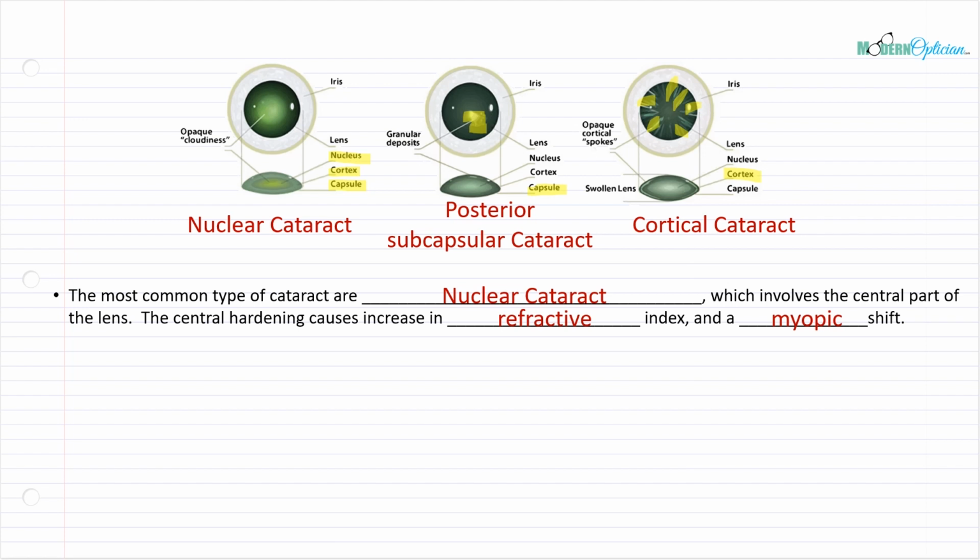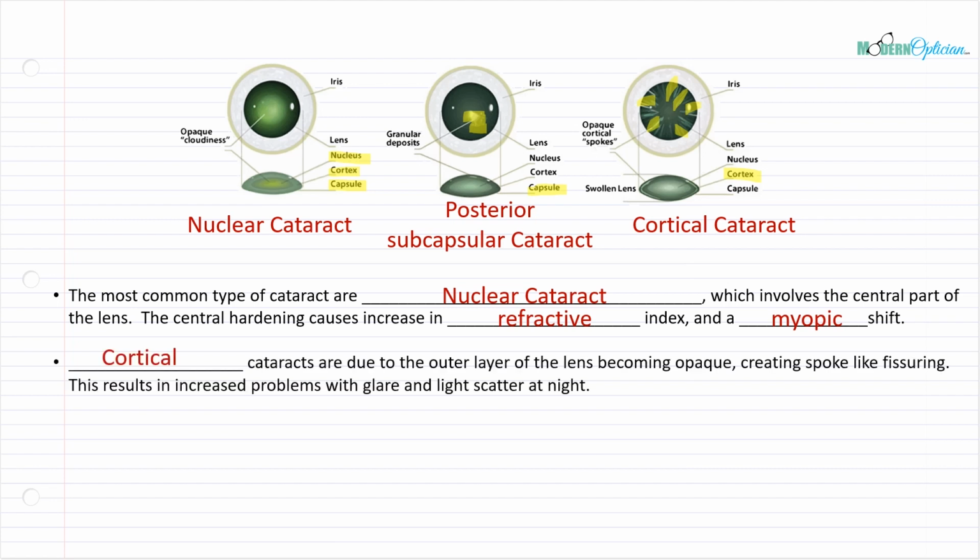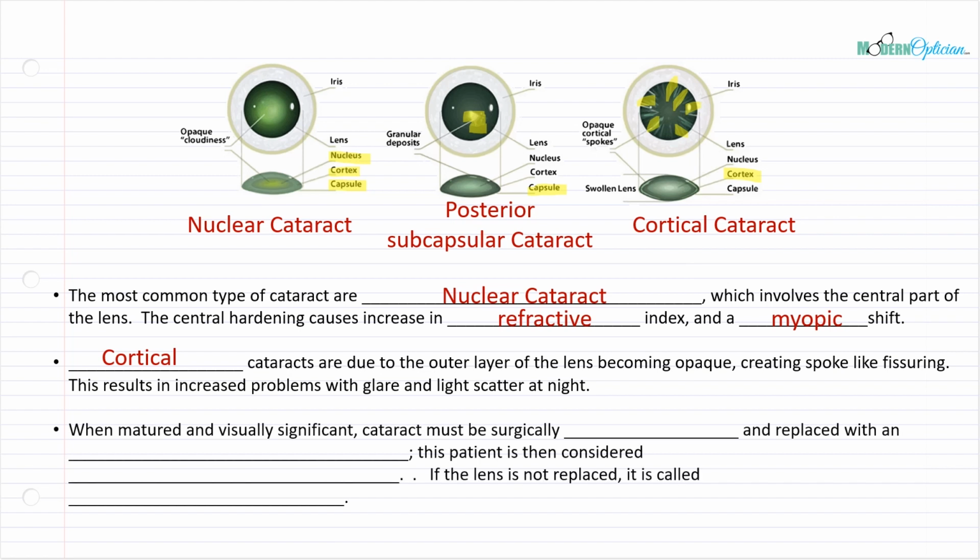It may be helping reduce their prescription. However, it doesn't have that many visual benefits other than reducing refractive error. You're still looking through a cloudy lens and it's still no good. Now, cortical cataracts are due to the outer layer of the lens becoming opaque, like we talked about, creating spoke-like fissuring. This results in increased problems with glare and light scatter at night. It makes sense, right? Because light is entering the eye, and if it's hitting these weird little fissures, it scatters light, and we don't want scattering of light. We want the visual axis to be completely clear. We want light to land on the macula perfectly.